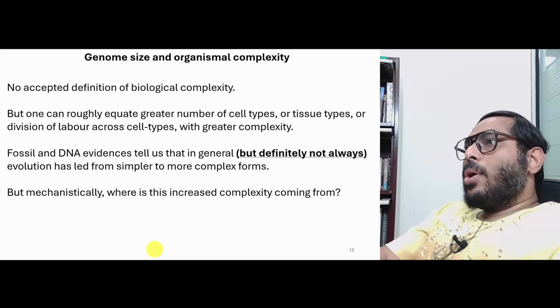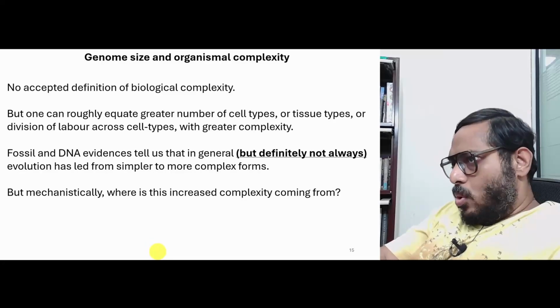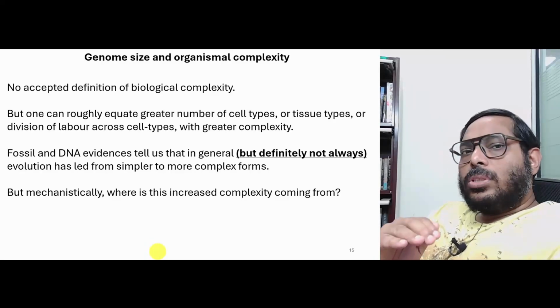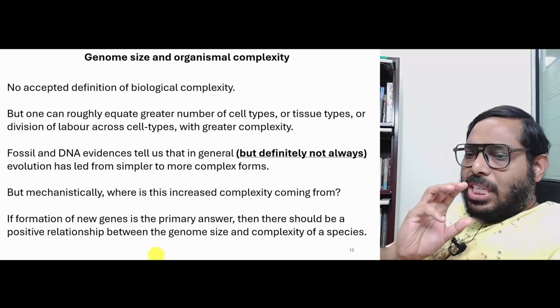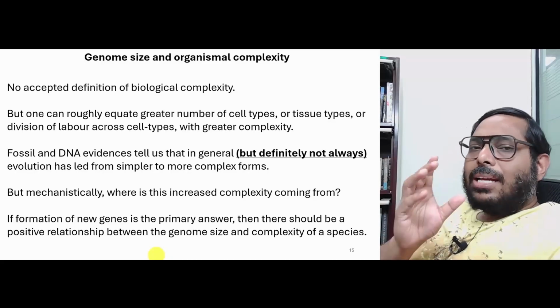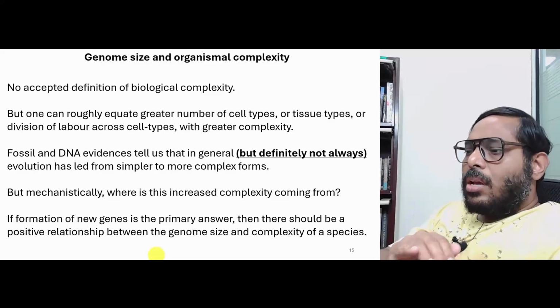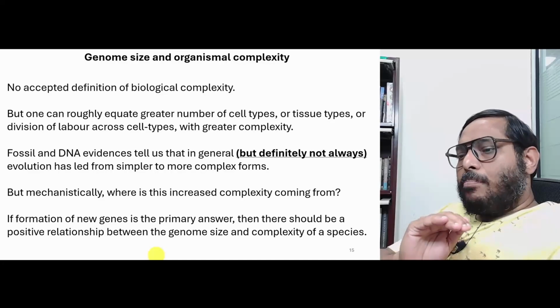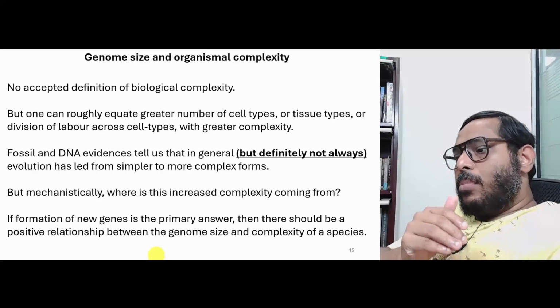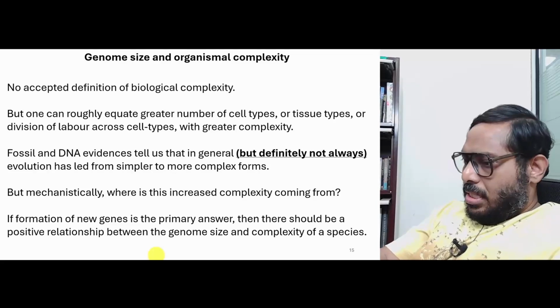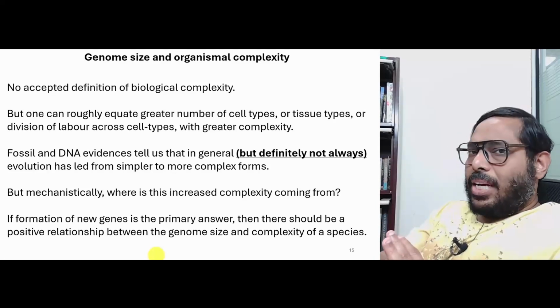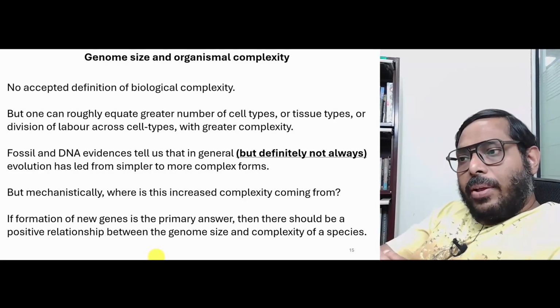Therefore, one can reasonably argue that as you go from more simple to more complex forms, the number of genes has to increase. In other words, we expect to see a positive relationship between the genome size and the complexity of a species. So, this is the expectation. Does it really happen that way?